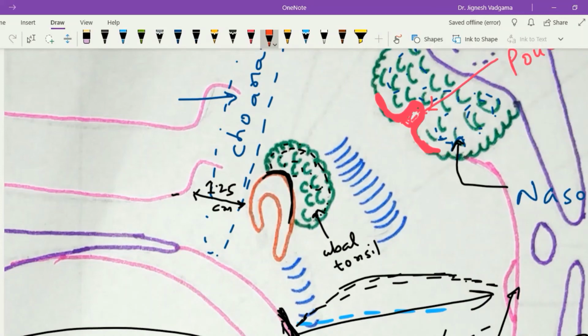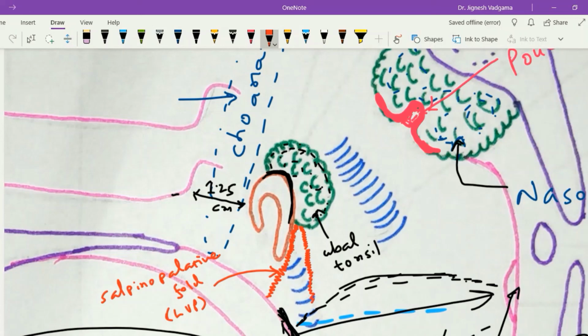Now from this tubal elevation, one mucous fold passes downward and forward towards the soft palate. This fold is because of the underlying levator veli palatini muscle, and it is called the salpingopalatine fold. And one more mucous fold passes from the tubal elevation vertically downward. This vertical fold is because of the underlying salpingopharyngeus muscle, and it is called the salpingopharyngeal fold.